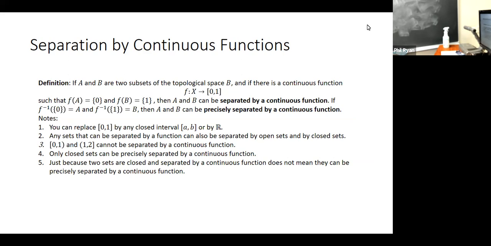Other things to note, of course, is that only closed sets can be precisely separated, because this is a closed set, so the pre-image is going to be a closed set. But just because two sets are closed and separated by a continuous function does not mean that they can be precisely separated. Some examples of that later.